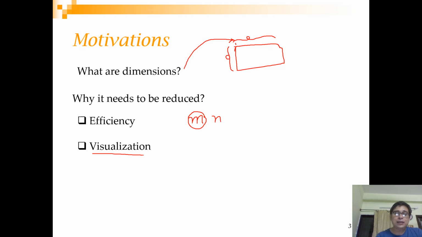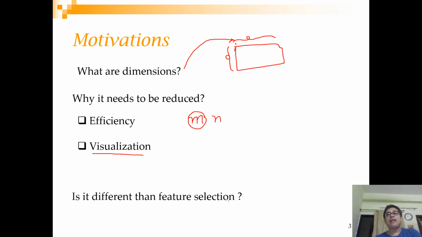And the next question is, is it different from feature selection? Let's say that your original data has attributes like this: you have A1, you have A2, then you have AK, and finally AM. In feature selection, what happens is that you select some of them. So maybe you select A1, maybe you select AK, maybe you select AM. The objective is that you do not compromise much on the information content in the original data. So you want to select features so that the information content is not reduced much.